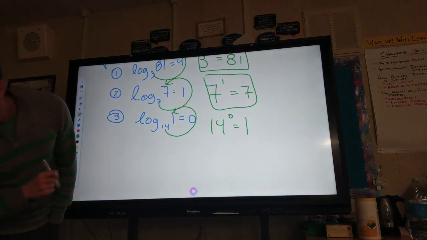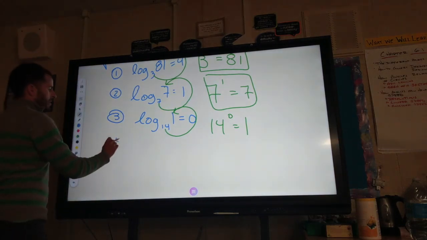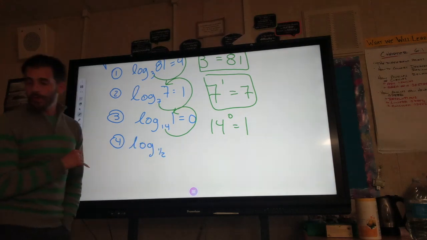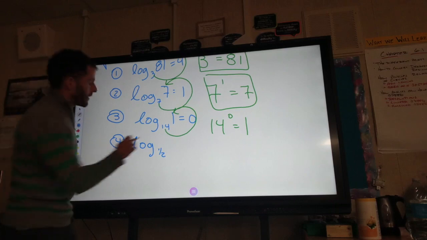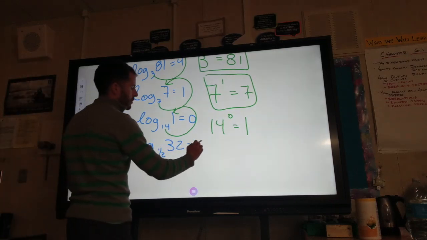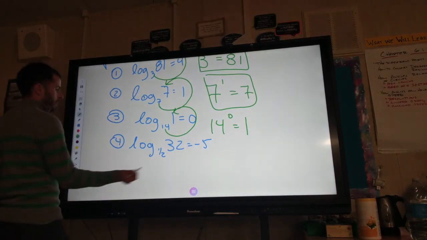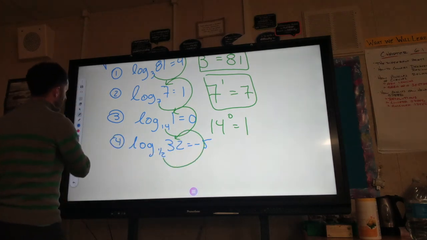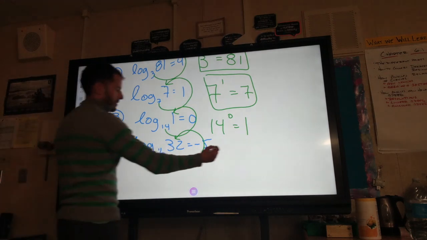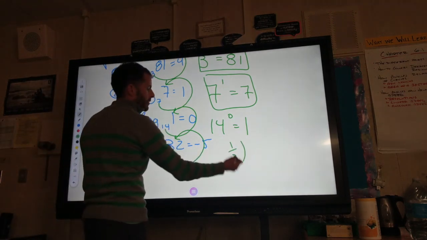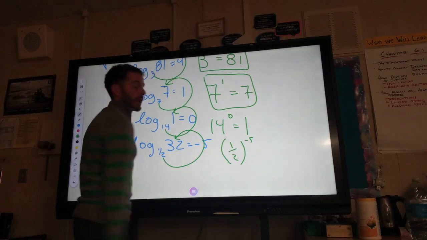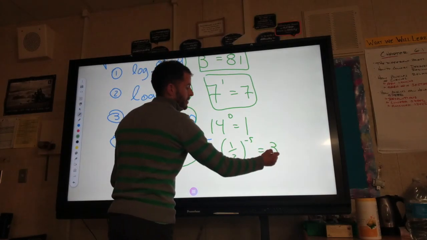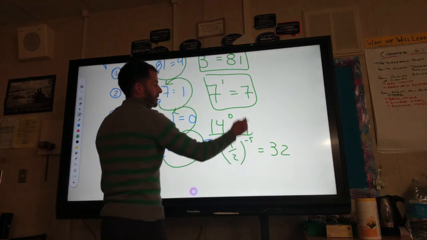And finally, log base 1/2 of 32 is -5. This one you might need to check in your calculator if you don't believe it. We start at our base, we go all the way around, we swoosh back to 32, and I have 1/2, you now need parentheses, to the -5th power. If you don't have parentheses, you're not right, equals 32. And that is true.